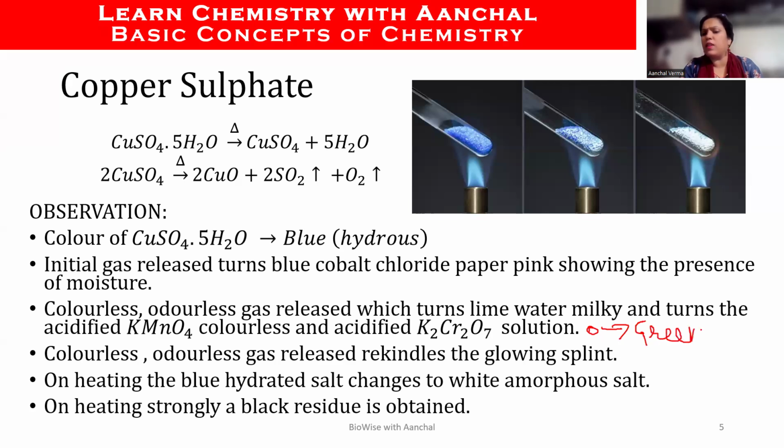This is given in the previous video of important gases. So the original color of K2Cr2O7 is orange. It changes into a clear green solution. That is how sulfur dioxide is tested.